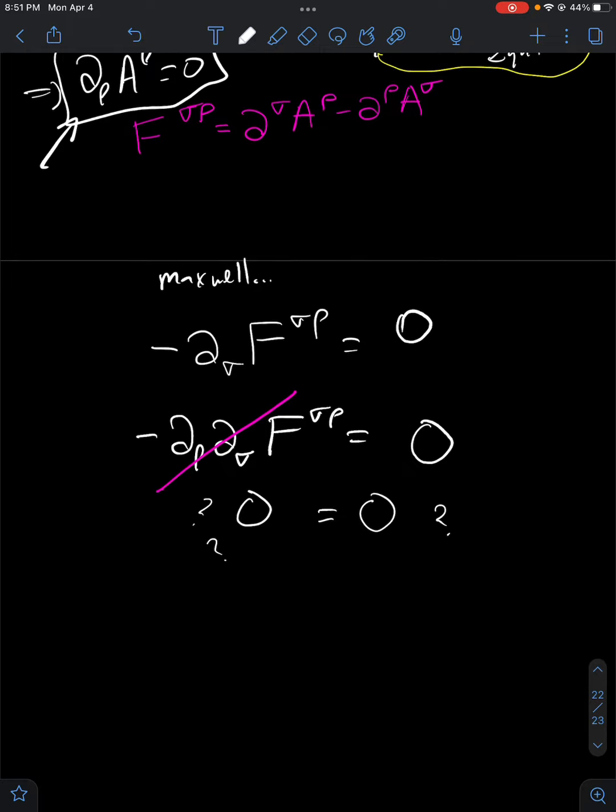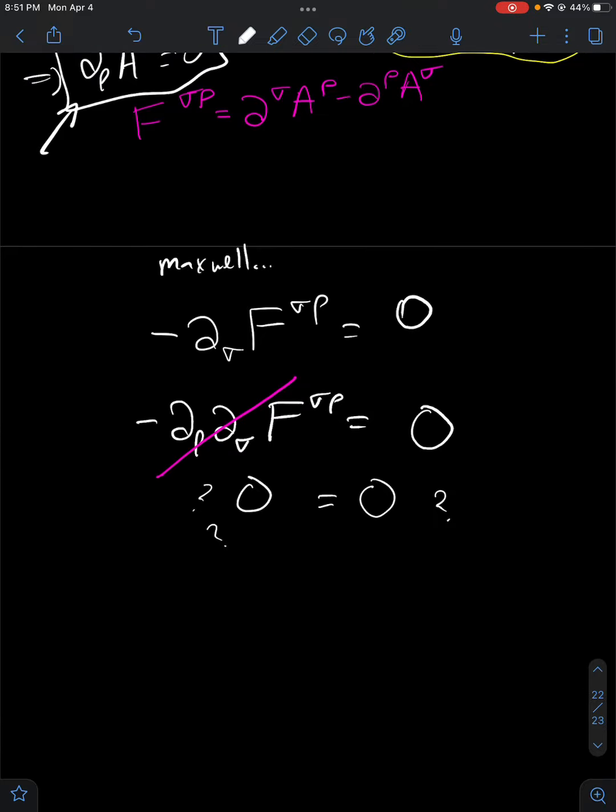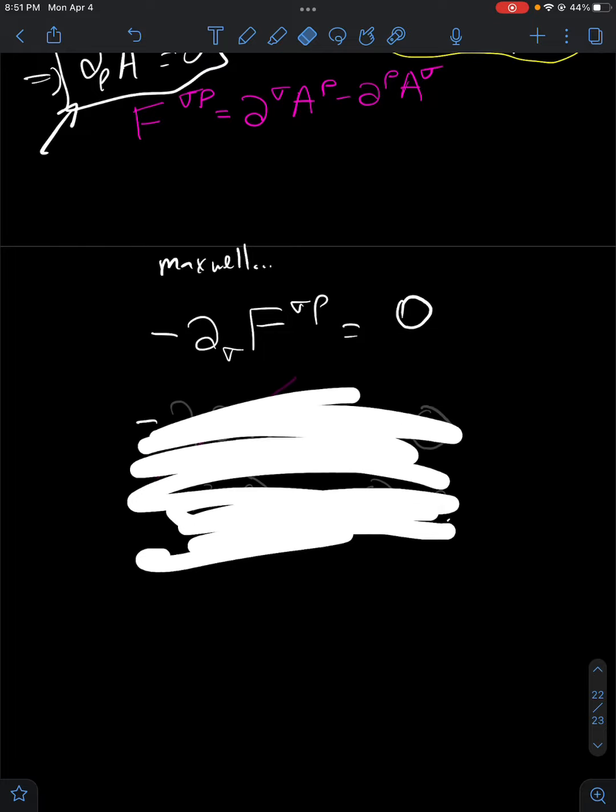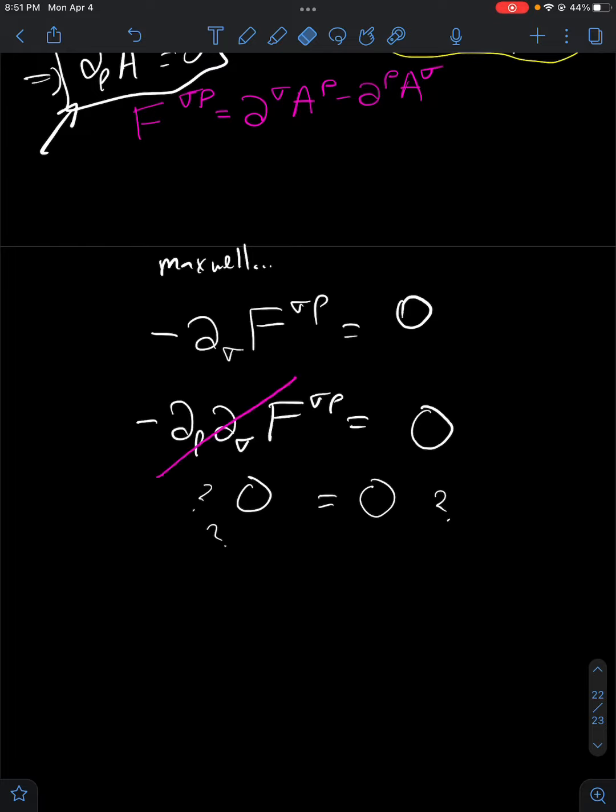What? Well, yeah, it's true that 0 equals 0, but that doesn't really tell us anything. Like, if it said 1 equals 0, that would be pretty bad, right? Since it means that there's a contradiction. But 0 equals 0 is true, and that doesn't tell us anything interesting. So the trick of multiplying both sides by some derivative doesn't really help us very much. So clearly, we cannot use that trick to solve the Maxwell equations. So it seems like we are out of options. So what can we actually do now?